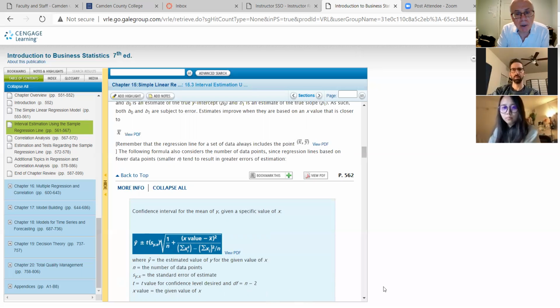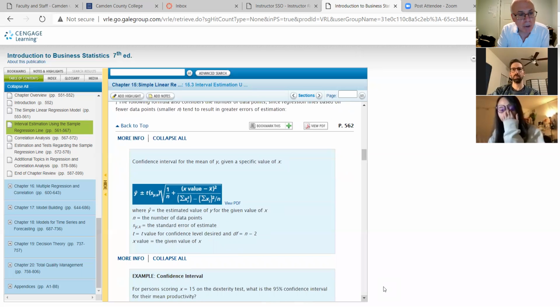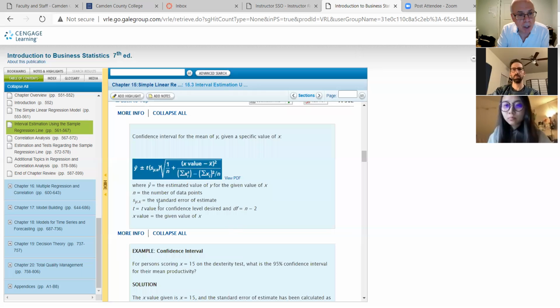Whoops. Cursor's doing all sorts of funny things here. And it even says it right here. T value for a confidence level desired and degrees of freedom n minus 2. So the key here is that you can create a confidence interval for each one of these values in your data set.